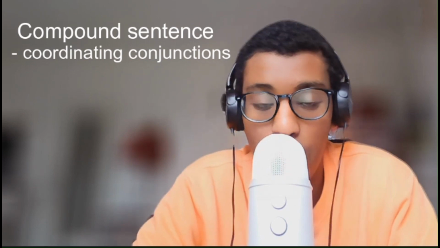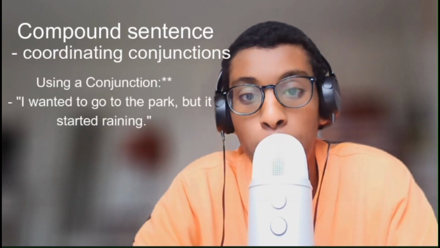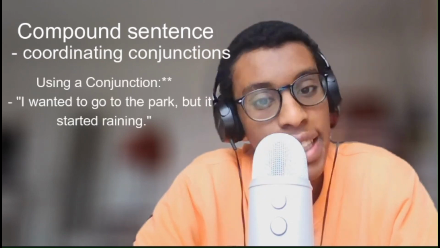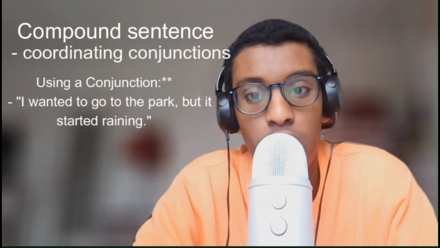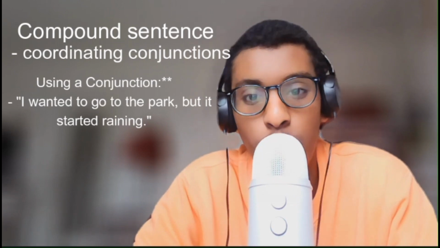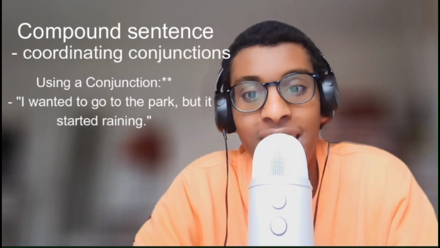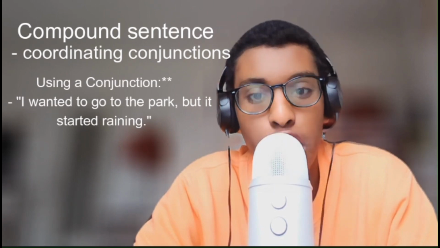An example of a compound sentence using a conjunction: I wanted to go to the park, but it started raining. In this example, the conjunction "but" introduces a contrast between the speaker's intention to spend time outdoors and the unforeseen obstacle of rain. This contrast enriches the narrative by illustrating a change in plans.